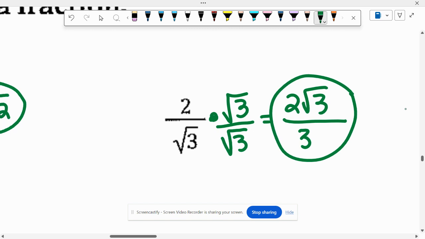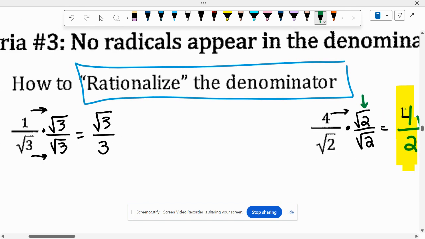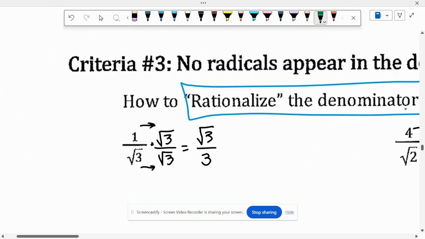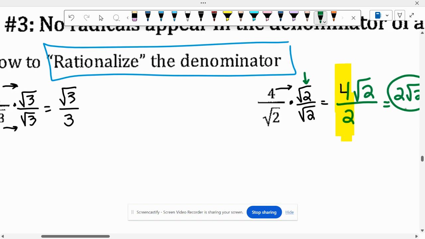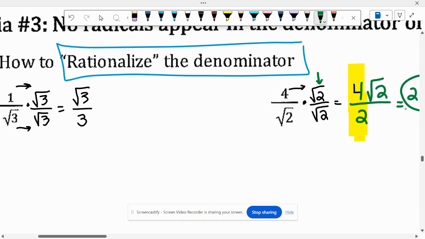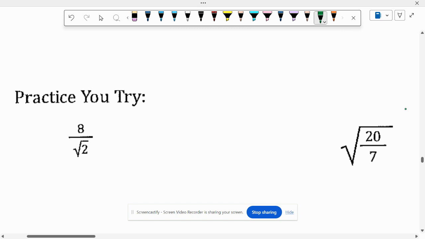Okay, you guys have 3 more. I want you to try them. Can you show me what you're talking about? I want you guys to try at least that first one. Practice, you try.